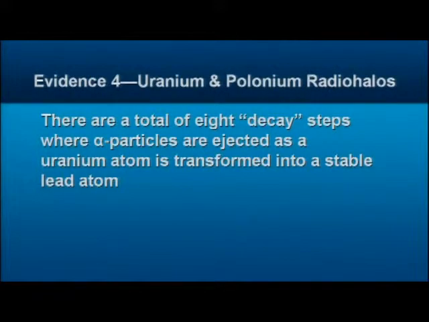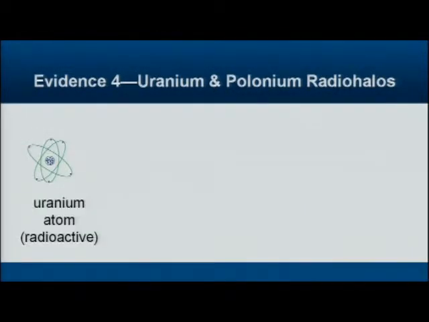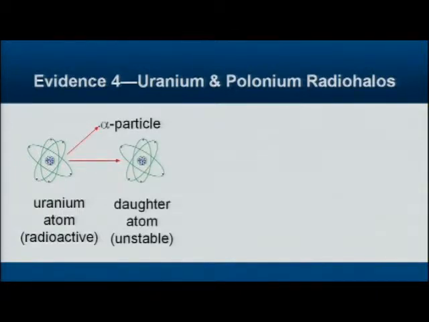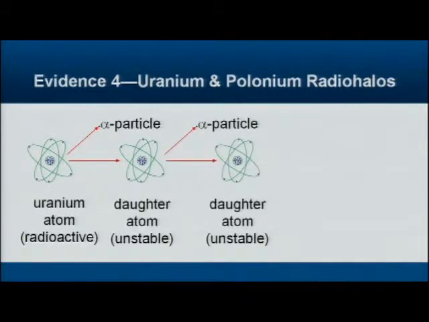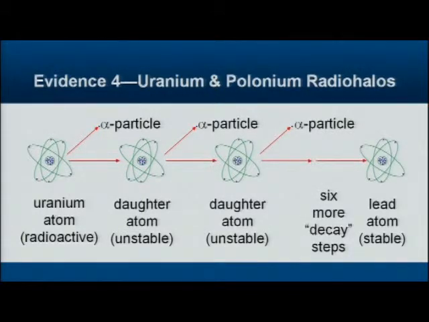In fact, to get down to lead, there are actually 8 steps where these alpha particles are spat out like little bullets from the uranium atom to make it more and more stable till it eventually gets down to lead. And so you have here a radioactive uranium atom. It spits out an alpha particle, becomes a daughter atom, spits out another alpha particle, and does it 8 times altogether before it gets to the lead atom. Now, why is this significant?